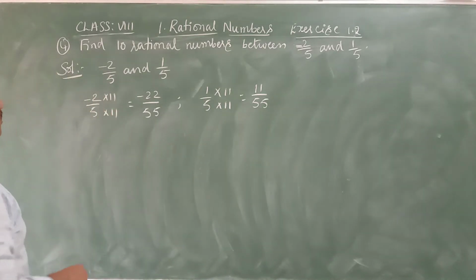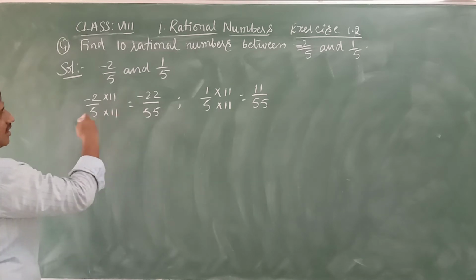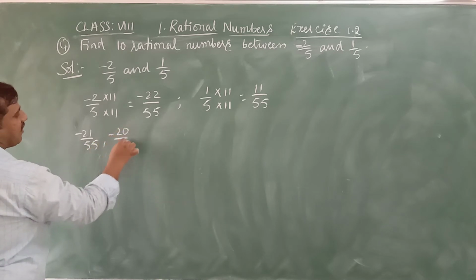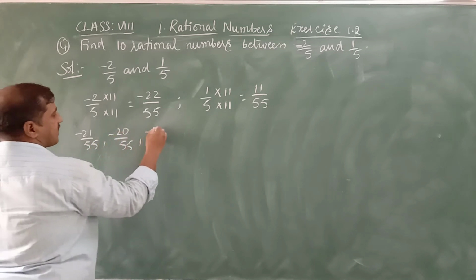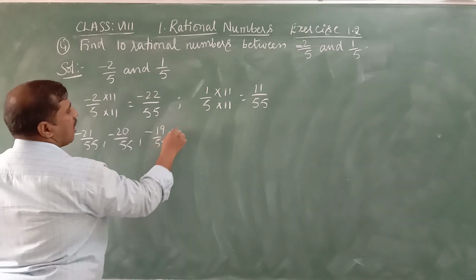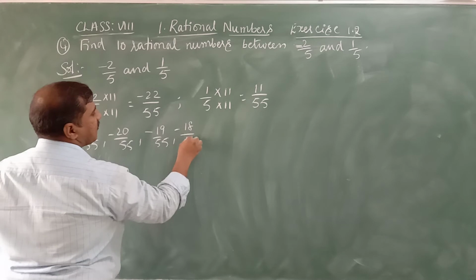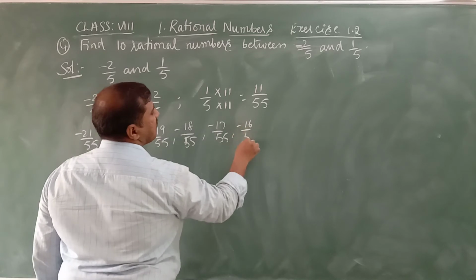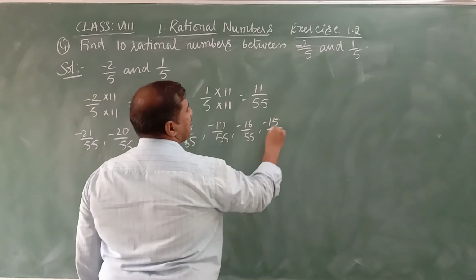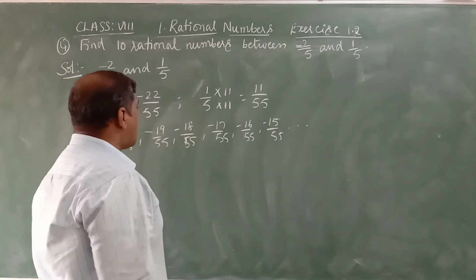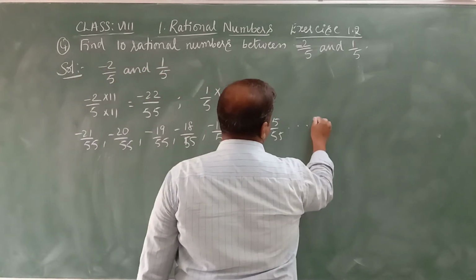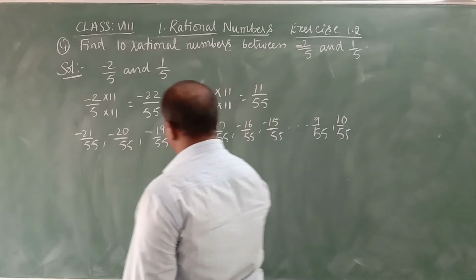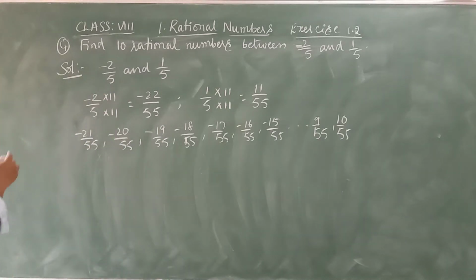Between this, write all the rational numbers. So what rational numbers we get? After minus 22, it is minus 21 by 55, minus 20 by 55, minus 19 by 55, and minus 18 by 55. Then minus 17 by 55, minus 16 by 55, minus 15 by 55, and so on, till 9 by 55 and 10 by 55, etc. These many numbers will be there, but out of this you take any 10 numbers.